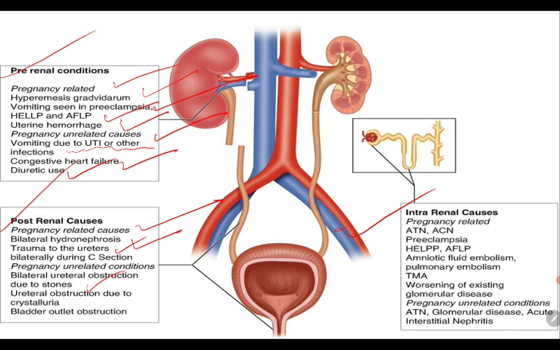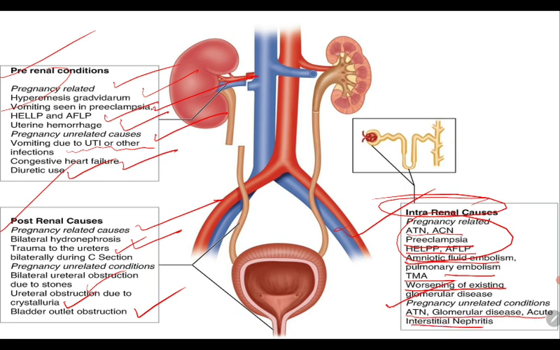bilateral ureteral obstruction due to stones, ureteral obstruction due to crystalluria, bladder outlet obstruction. Intrarenal causes, pregnancy-related: acute renal necrosis, acute cortical necrosis, preeclampsia, HELLP syndrome, AFLP, amniotic fluid embolism. These are in both the pre-renal and the renal causes. Pulmonary embolism, thrombotic microangiopathy, hemolytic anemia, worsening of existing glomerular diseases; pregnancy-unrelated conditions like acute tubular necrosis, glomerular diseases, acute interstitial nephritis. Okay.